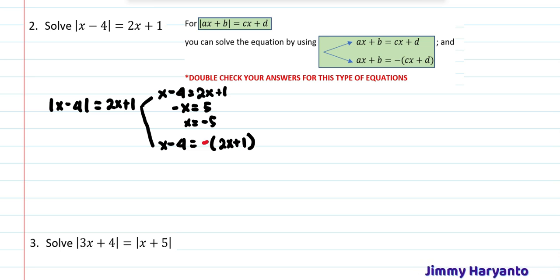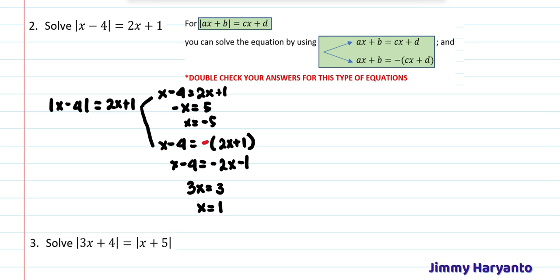For the second part, we have to expand the right hand side first. You will have negative 2x minus 1, and then you will move 2x to the left hand side and 4 to the right hand side. You will have 3x equals to 3, so x equals to 1. But be careful, in the second type of equation you have to double check your answers.